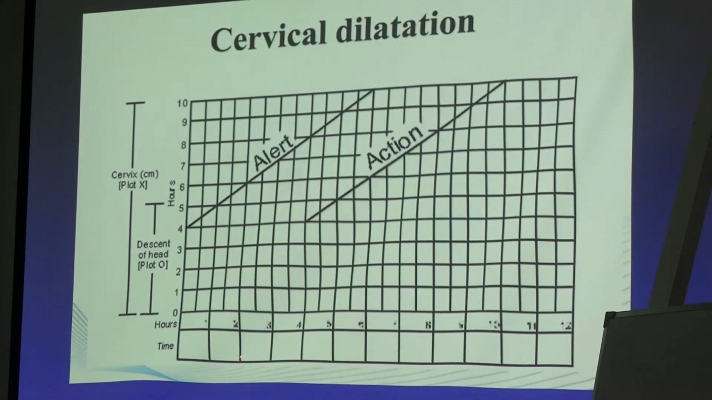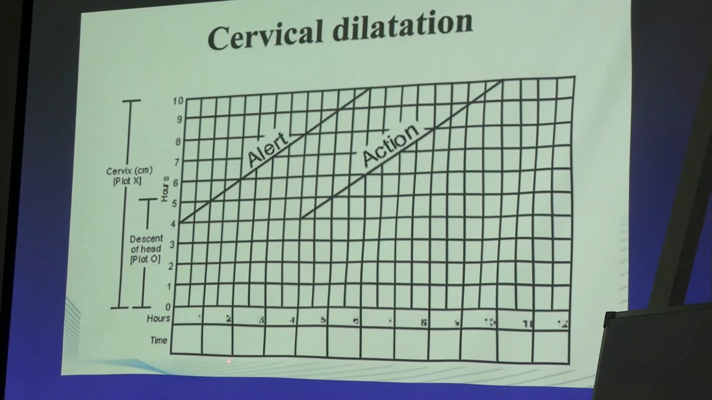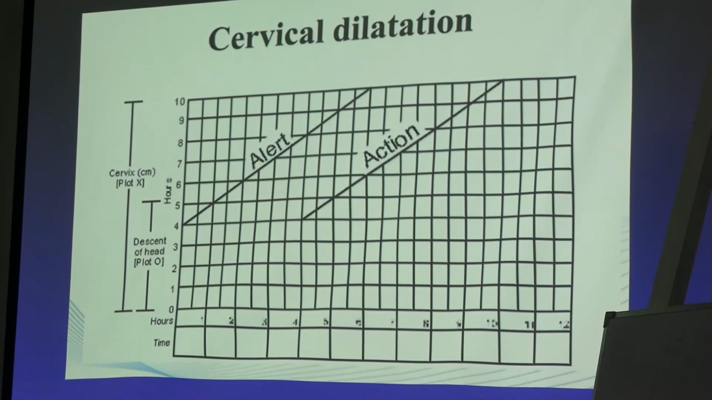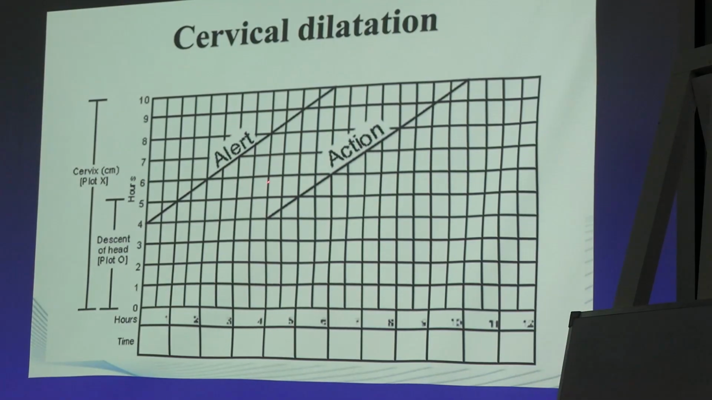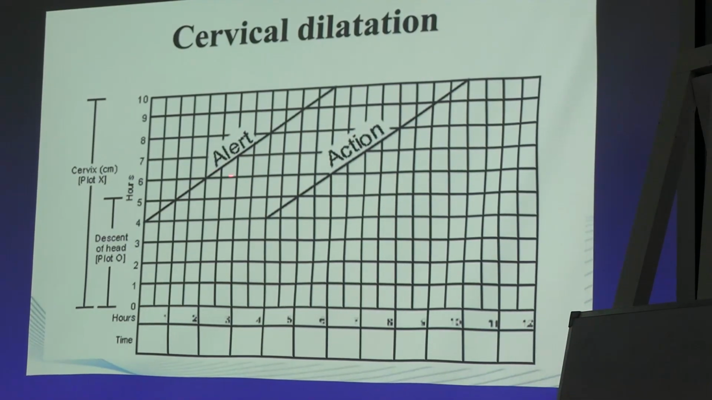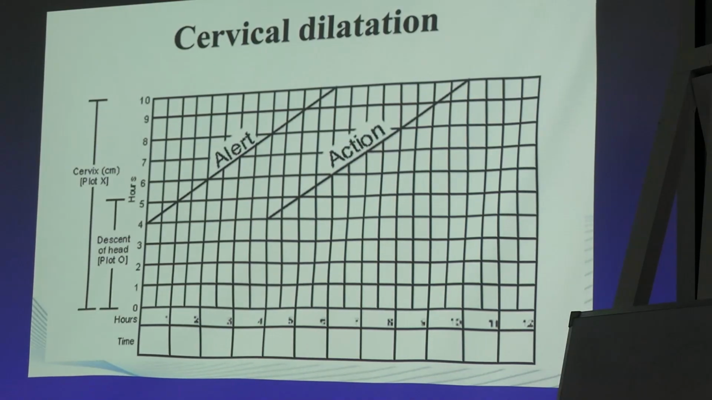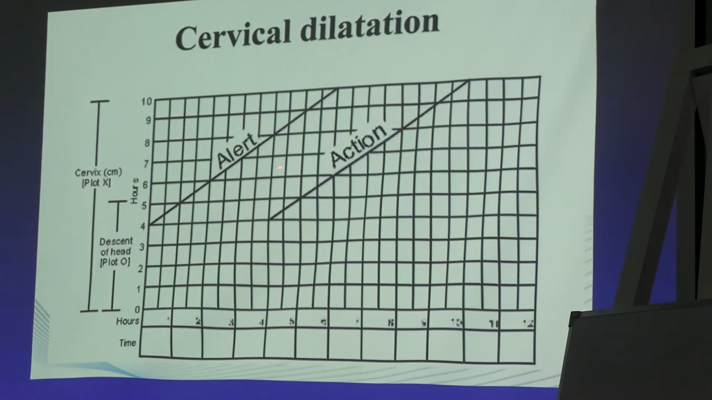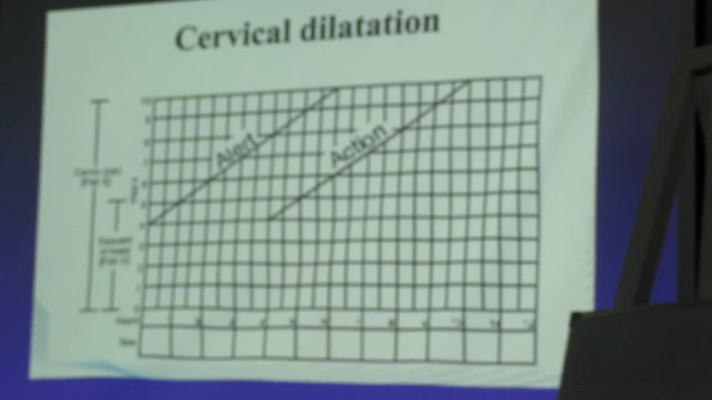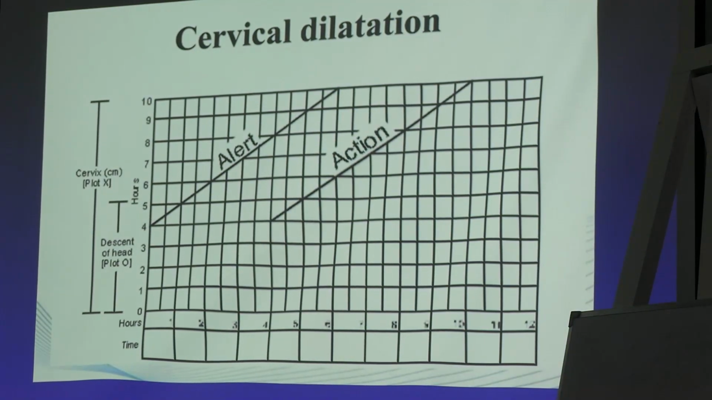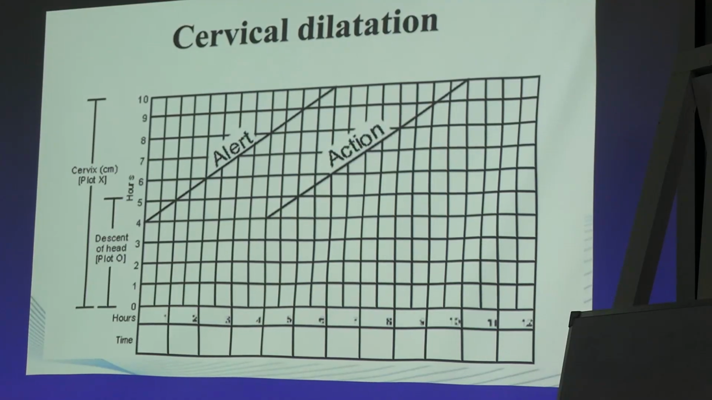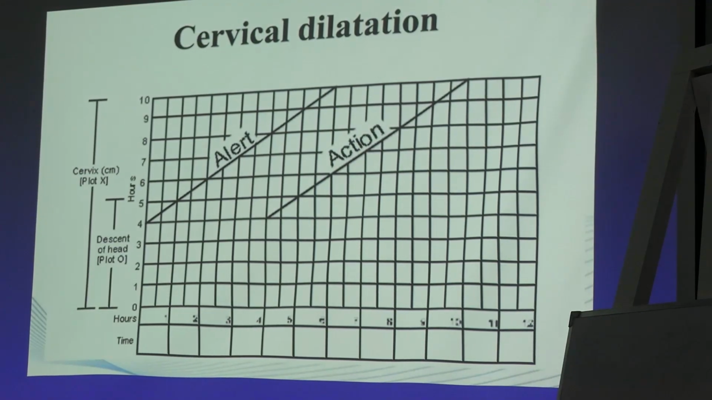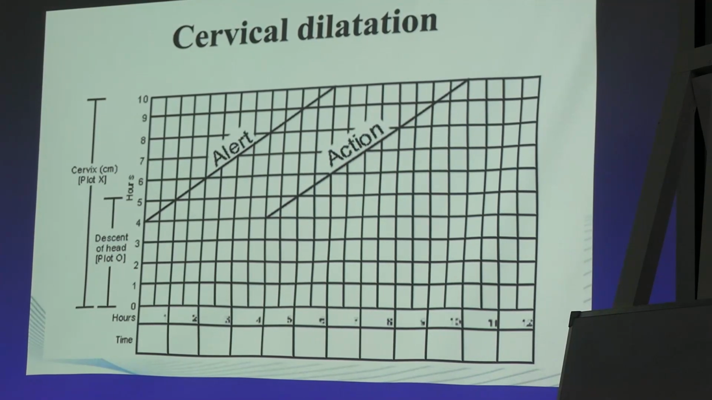But suppose at 6 p.m. it is still 6 centimeters. That means it is not progressing normally. We need to do something. The patient was having clear liquor. She is 6 centimeters dilated, and already 2 hours have passed. She is still at 6 centimeters. Then what can we do?